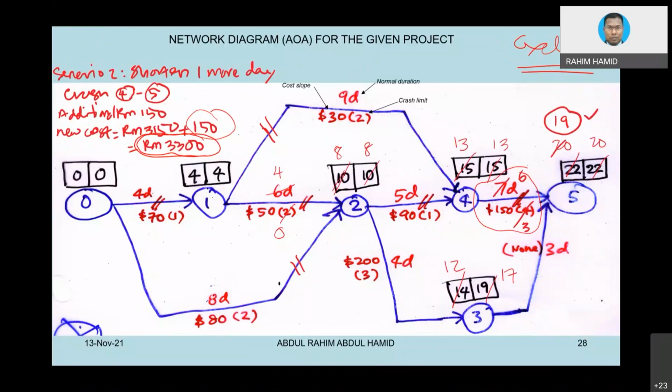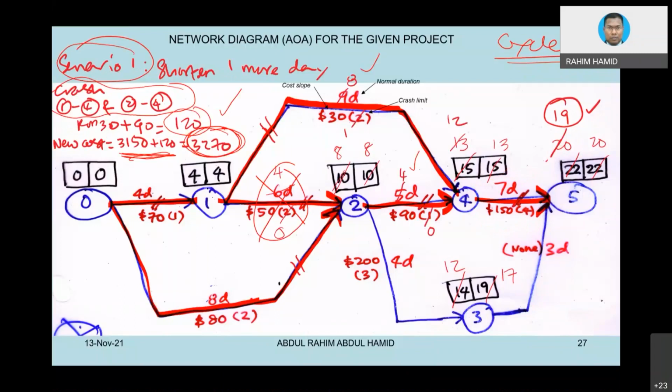So if you need to choose between the two scenarios, for sure the best alternative would be scenario 1, because remember the concept: when we want to compress the project, we want to compress the project at least cost, meaning to say the increase should be marginal or minimum.